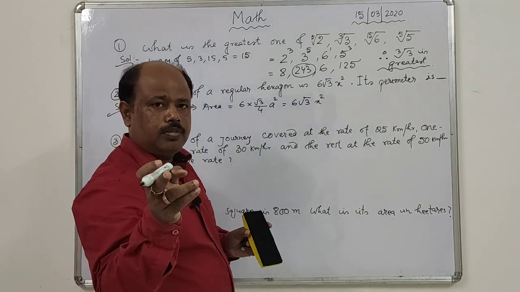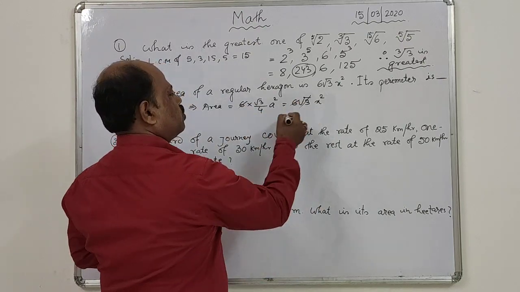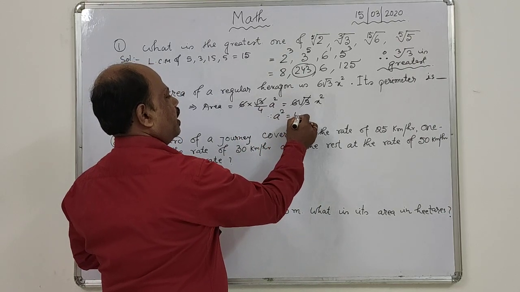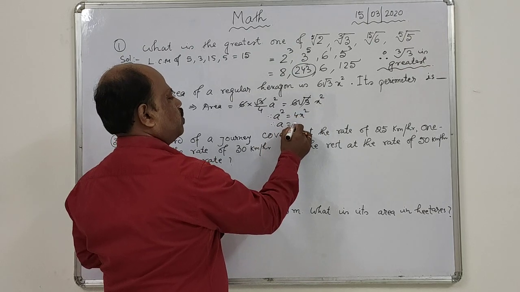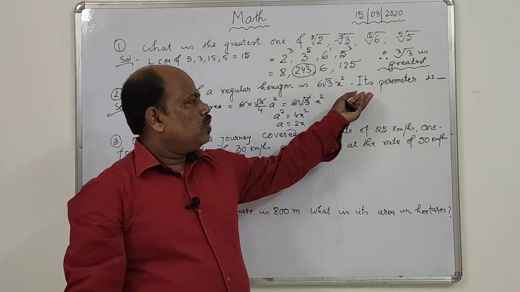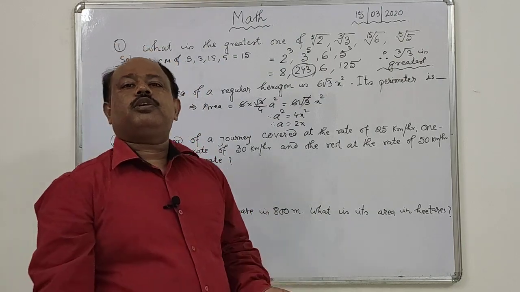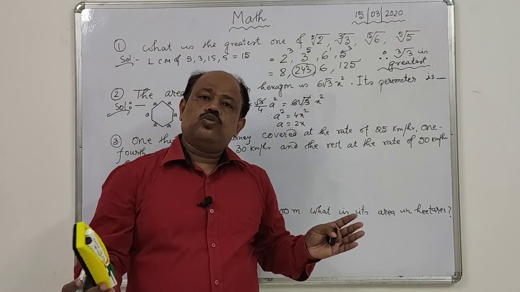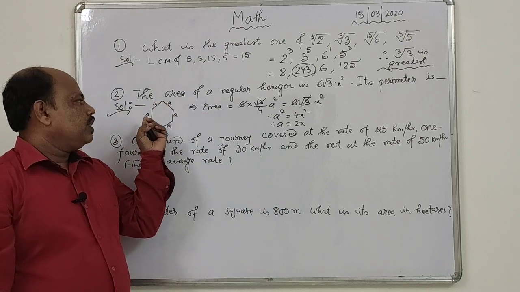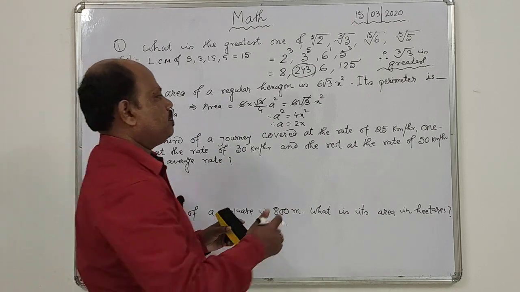Yes, is there any problem? Okay, now 6 cancels, root 3 cancels, therefore a square equals 4x square, therefore a equals 2x. Then your question is, what is the perimeter? And you know very well, perimeter means the borderline or outline of the figure. So what is the perimeter of the hexagon? That is 6 into side. That is the perimeter.